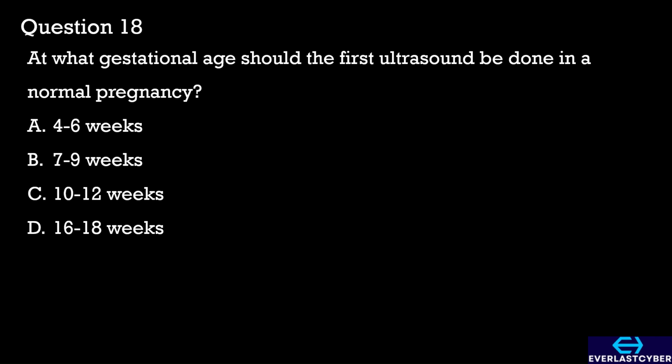At 4 to 6 weeks, an ultrasound may be done, but only if there are complications such as bleeding or a suspected ectopic pregnancy. At 7 to 9 weeks, a viability scan can be performed, but only if there are risk factors. It's not routine to perform a scan at 7 to 9 weeks. In a normal, uncomplicated pregnancy, the first routine ultrasound is typically done between 10 to 12 weeks of gestation.